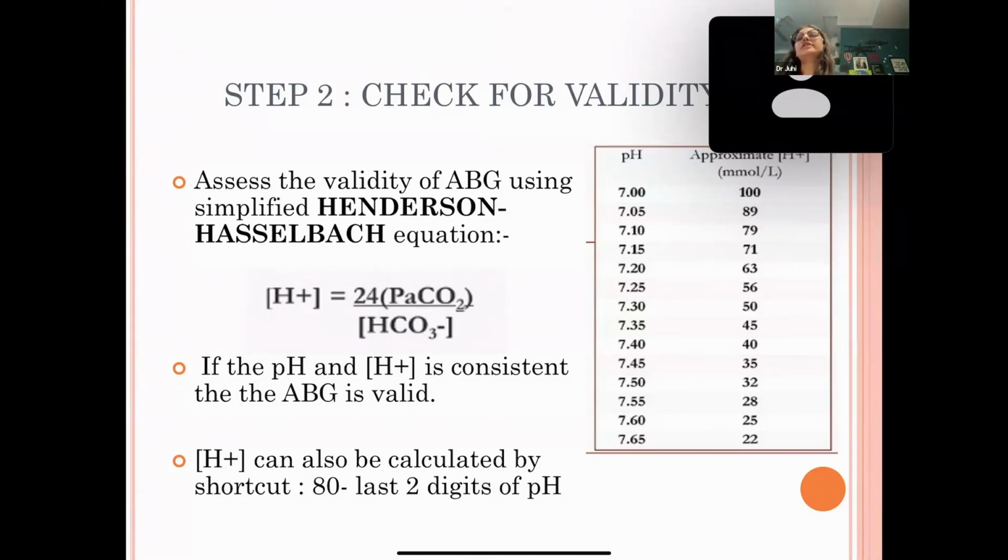Okay. Supposedly you don't have this table with you, then there's a shortcut. You calculate this formula, 24 into PCO2 by bicarb, first. Supposedly you have a value of 50, and you can also calculate the shortcut that 80 minus the last 2 digits of pH. Okay, supposedly the ABG has a pH of 7.30. Okay, so 80 minus the last 2 digits of pH, 7.30, so 30 you'll take. 80 minus 30 is equal to 50. ठीक है, and our calculation of this H plus formula also gave 50, so that means we have a valid ABG if you don't have this table with you.